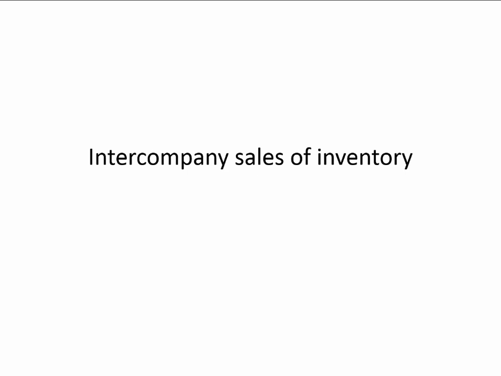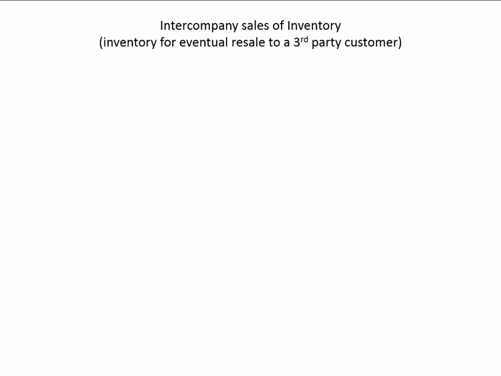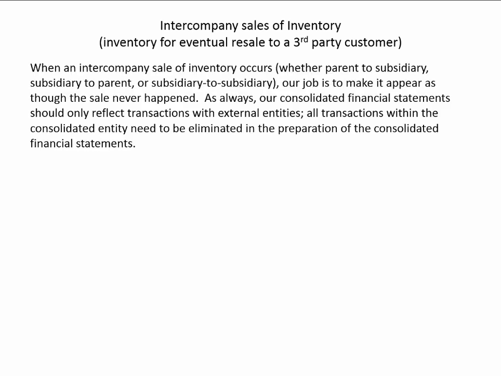Let's go ahead and talk about intercompany sales of inventory. Again, we're talking about inventory which is destined for eventual resale to some third-party customer. When a parent sells inventory to a subsidiary, or a subsidiary sells inventory to a parent, or one subsidiary sells inventory to another subsidiary, our job is to make it appear as though the sale never happened.